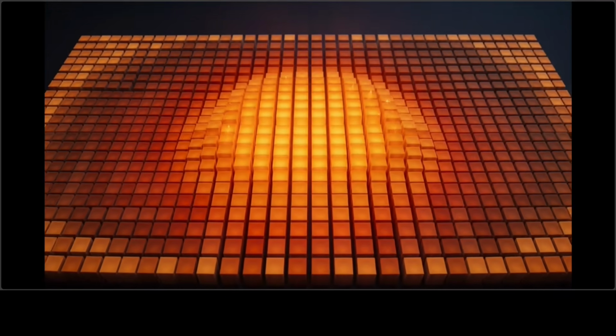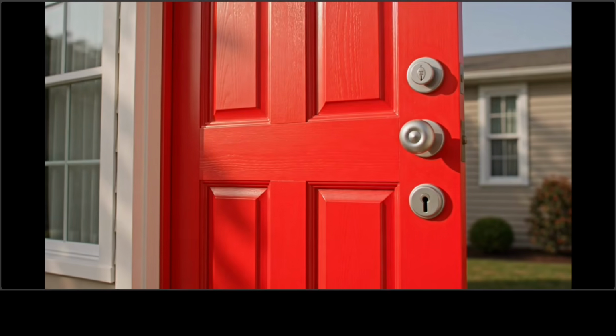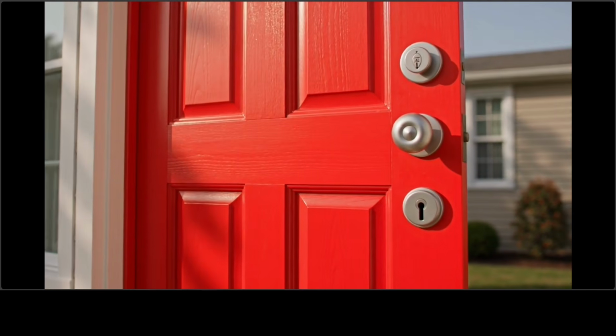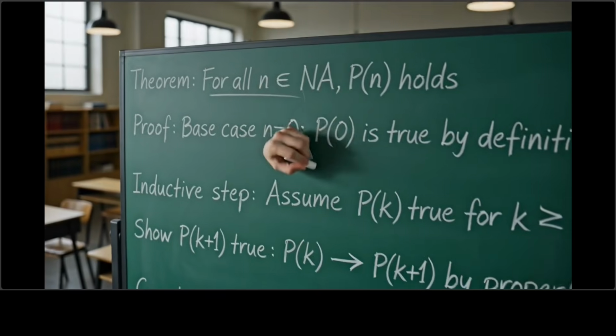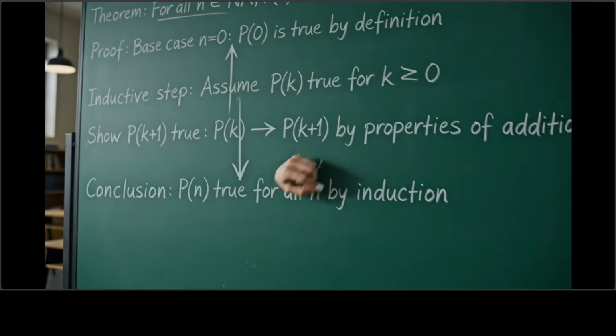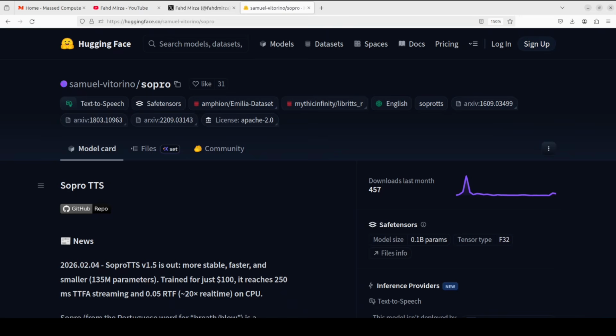The open source AI revolution isn't just happening in labs. Developers are now training sophisticated text to speech models on single GPUs for under $100. And Sopro TTS is one perfect example of what's possible on a shoestring budget.